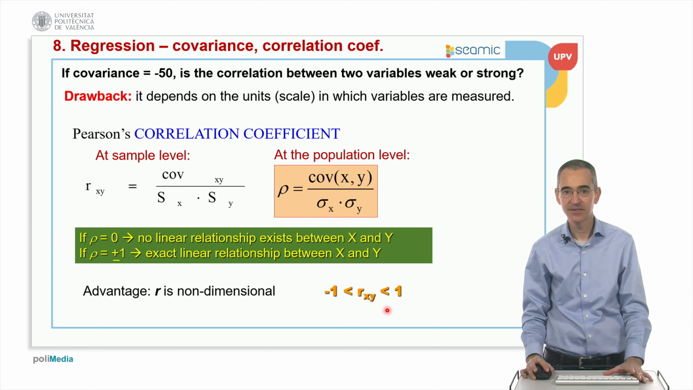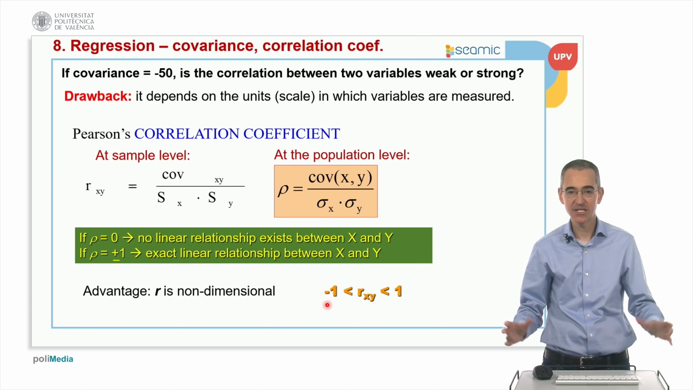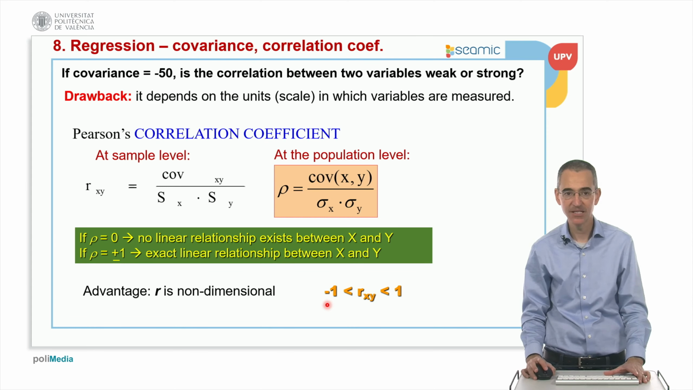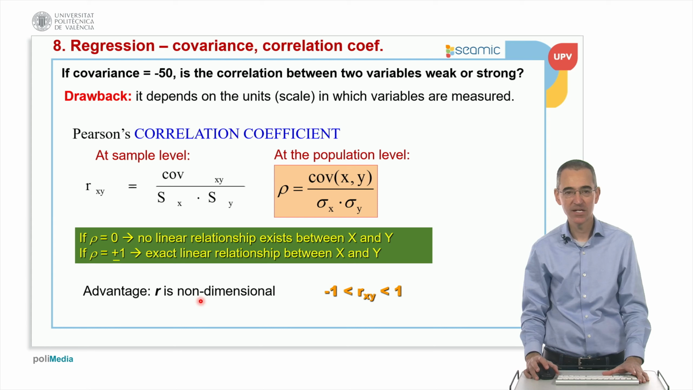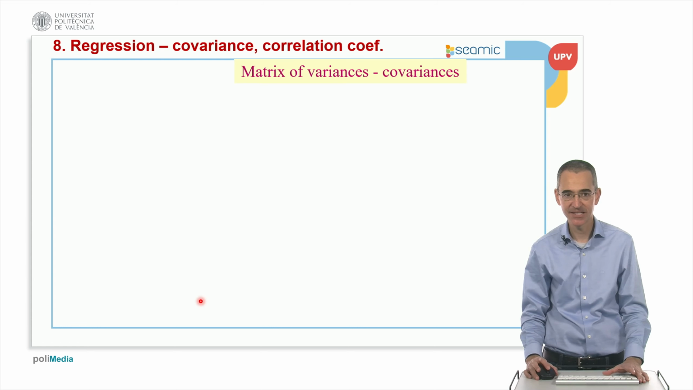Okay, so if it is close to 0, it means that there is no relationship, but if it is close to 1 or -1, it means that there is a strong relationship. Okay, so another advantage is that it's non-dimensional. So if we change the units of x and y, the result is the same.